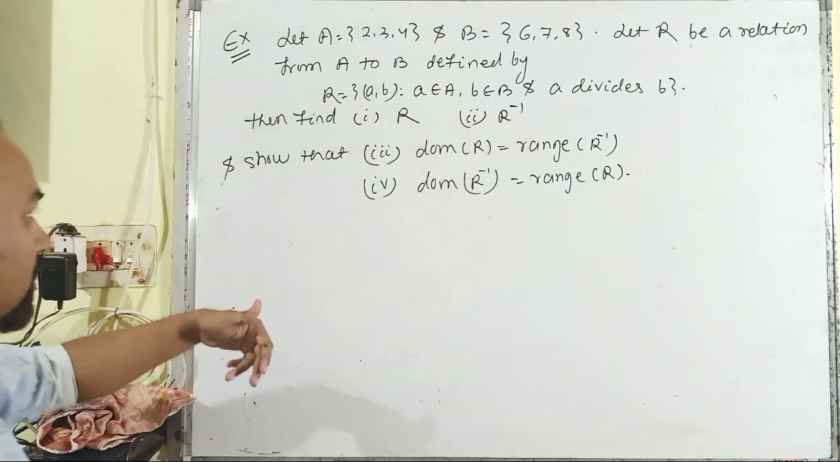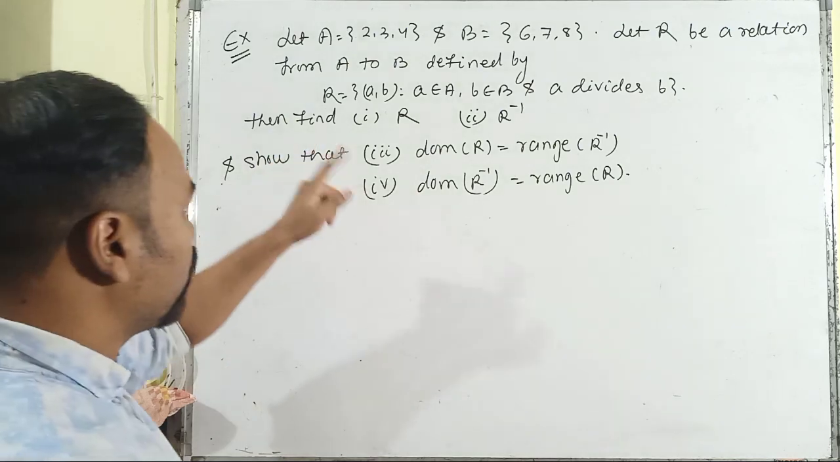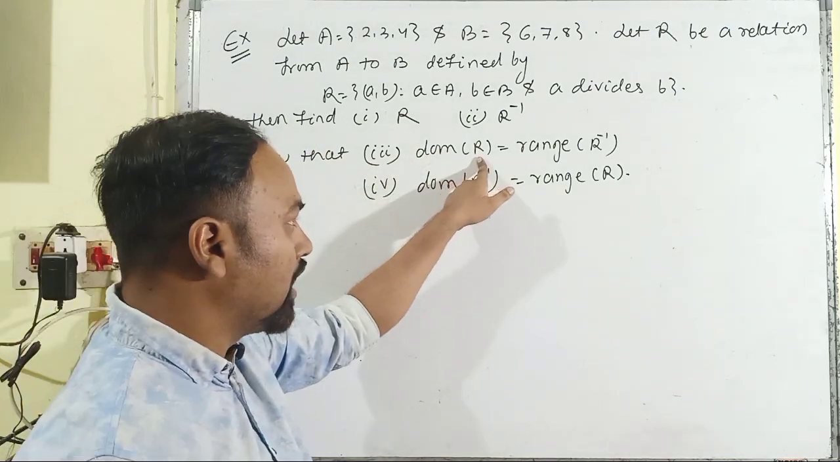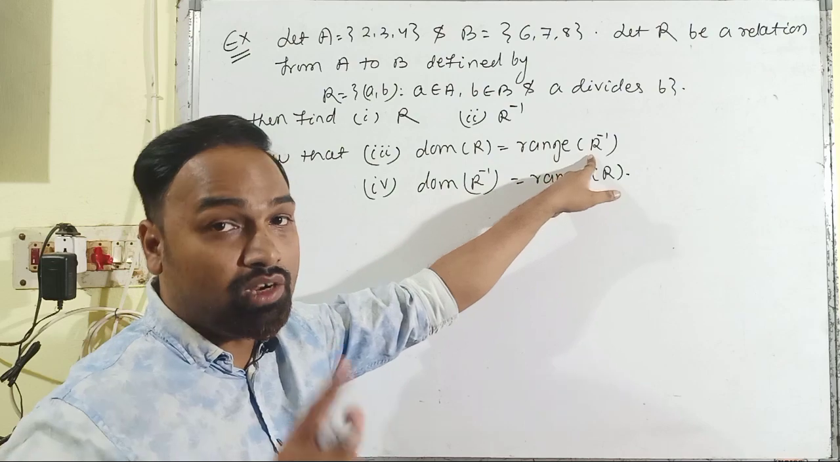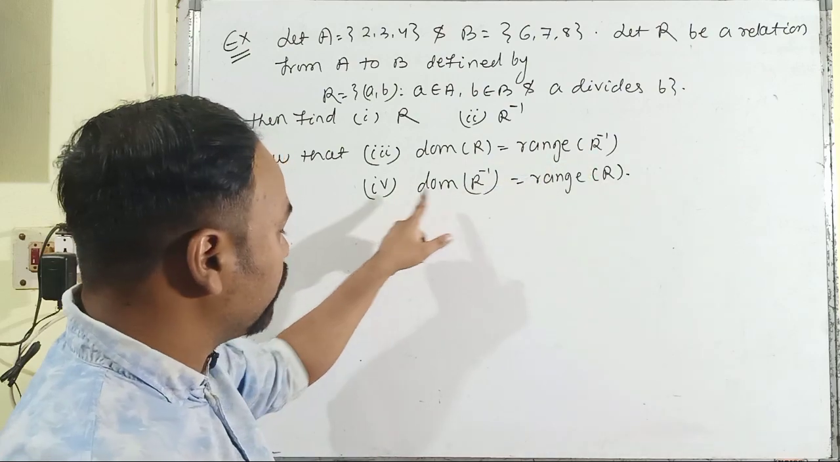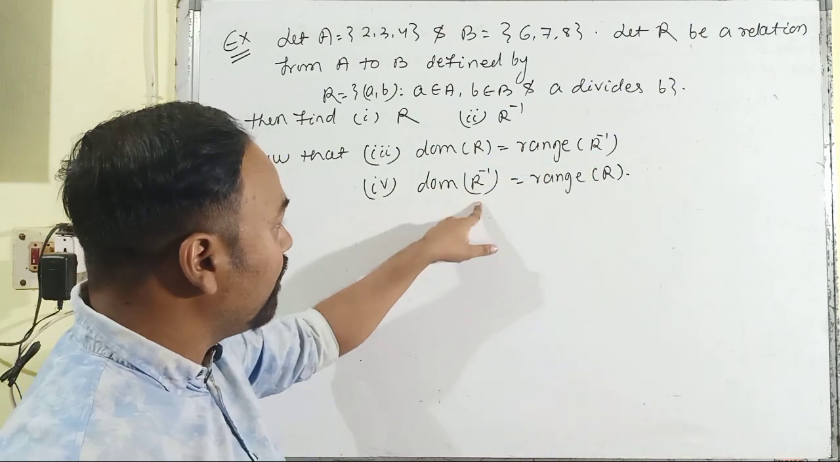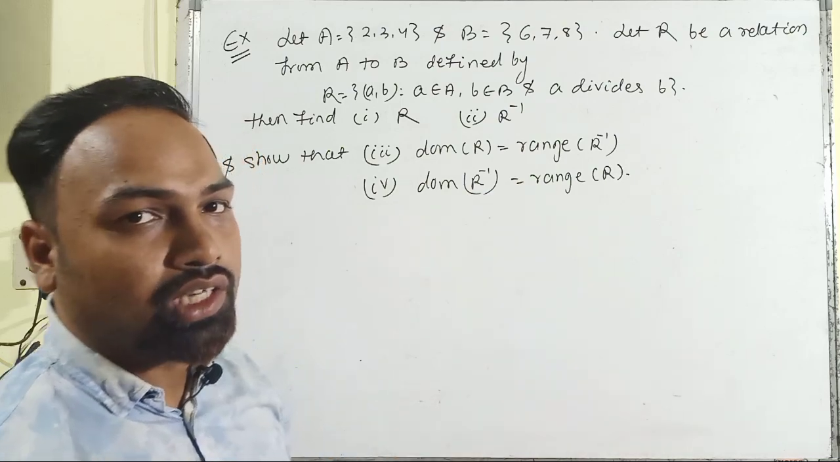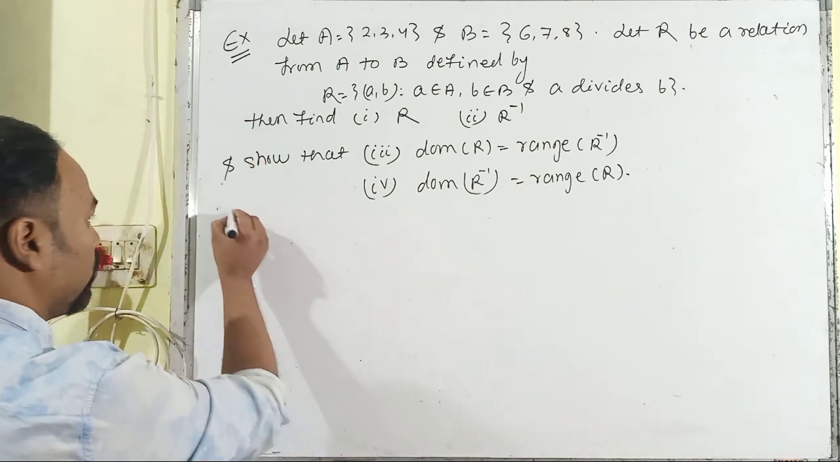Then in the second phase, the important case is here. Just we have to show that the domain of the relation R is equal to range of R inverse. Then in the fourth case, we have to prove that the domain of R inverse is equal to range of R. That means range of the relation. So let us go through the given data.